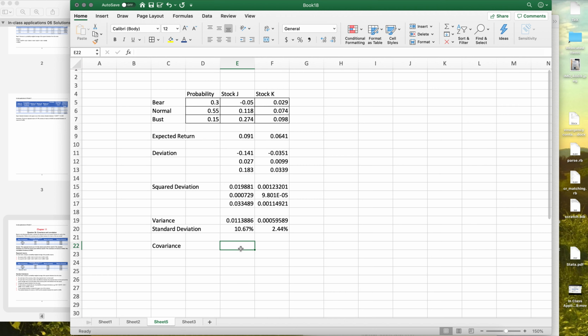The covariance is going to be very similar to the variance, except that here we are going to multiply the deviations. And notice that we're going to have only one column for covariance because we only have 2 stocks. So there's only J and K together. There's no other one to compare to. Okay, the covariance is also going to be the SUMPRODUCT.